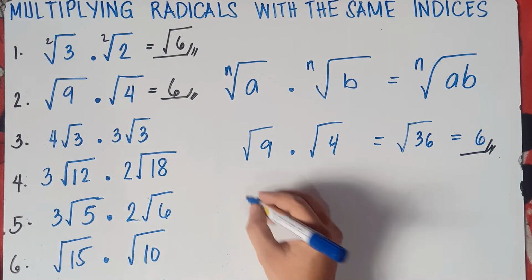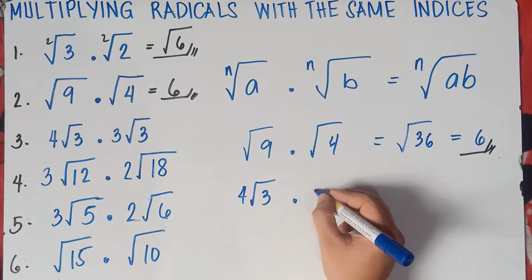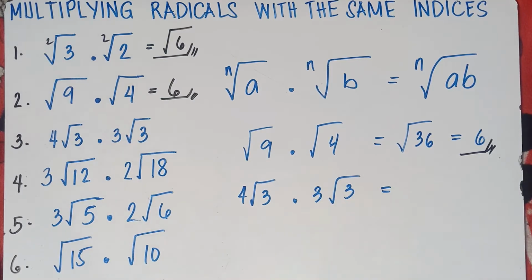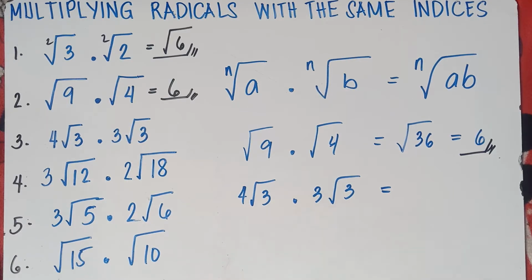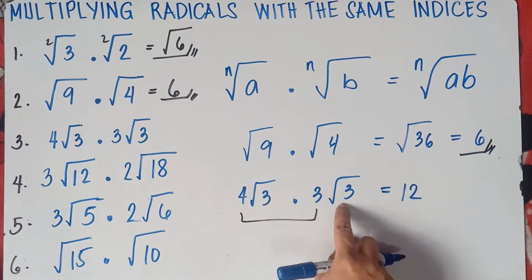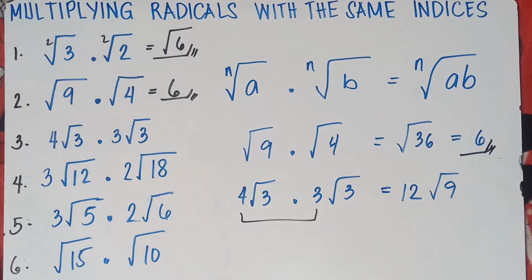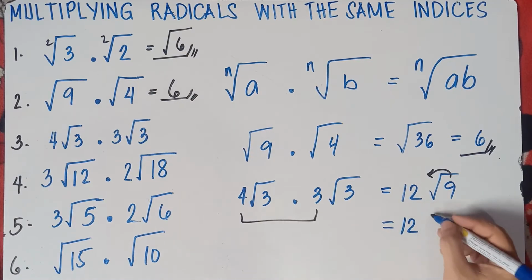So let's have number 3. 4 square root of 3 times 3 square root of 3. If you have an example like this, you multiply first the numbers outside. So 4 times 3, that is 12. Then you multiply the radicals. Square root of 3 times square root of 3, that is square root of 9. Can we simplify square root of 9? Yep, the square root of 9 is 3. You put it outside the radical symbol, then you multiply it by 12. So this will be 12 times 3.